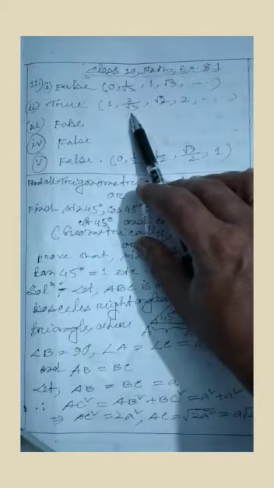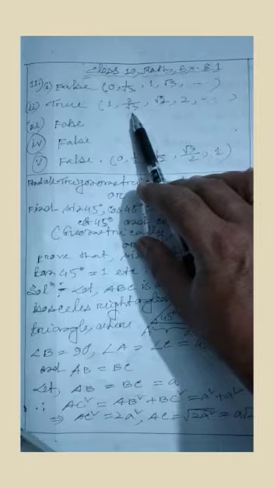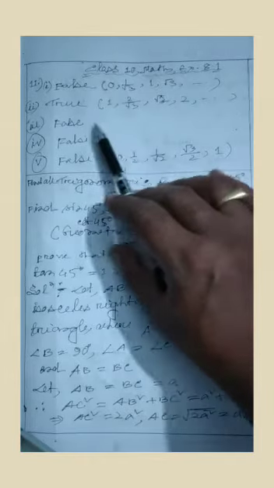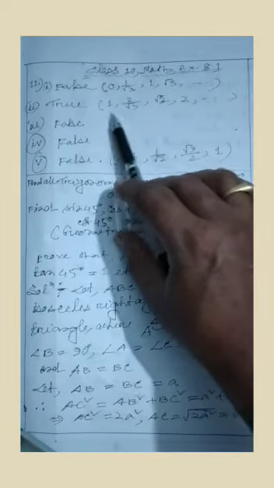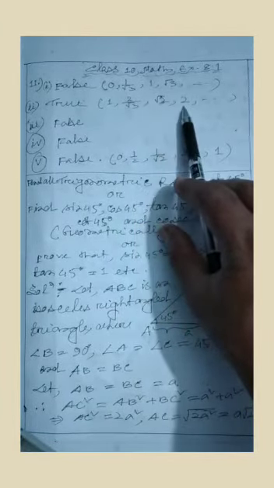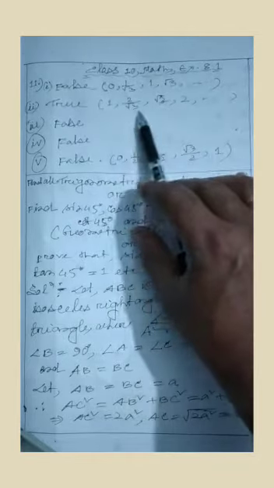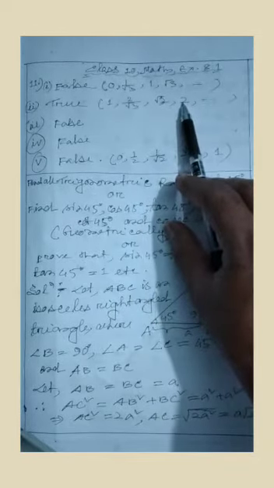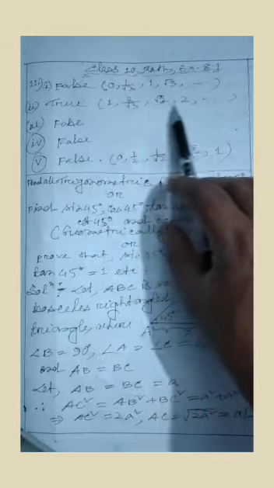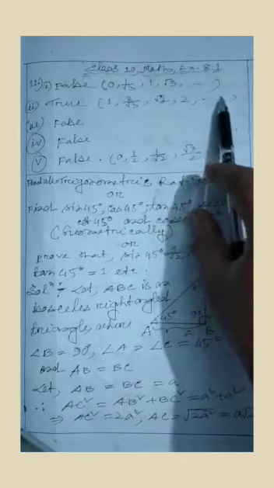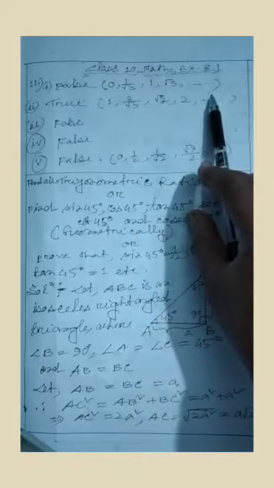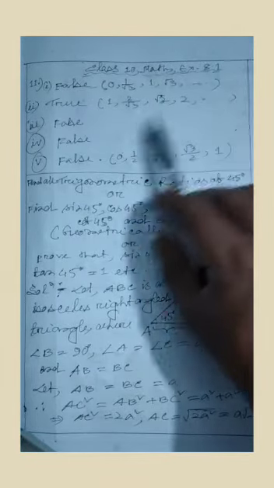Now come to question number 2. sec A equal 12 by 5 for some angle A. If you see from the table, sec 0 is 1, sec 30 is 2 by root 3, sec 45 is root 2, sec 60 is 2, gradually increasing. So 12 by 5 is 2 point something. Since the values are gradually increasing, 2 point something will come. So it is true.